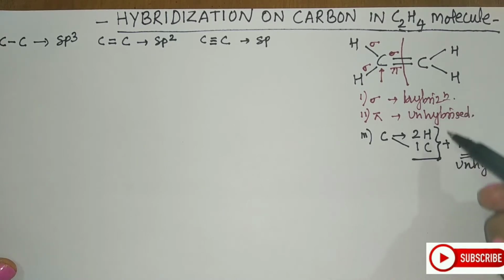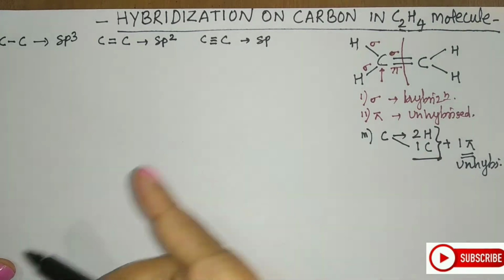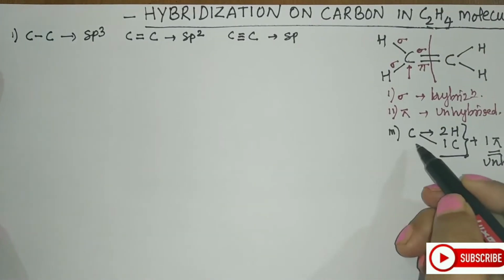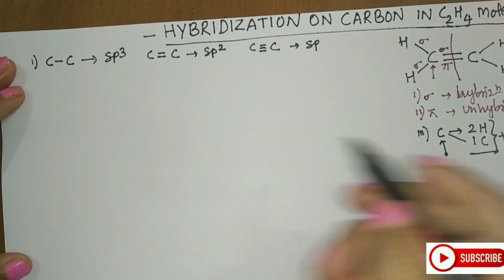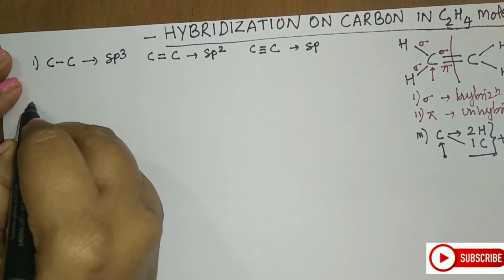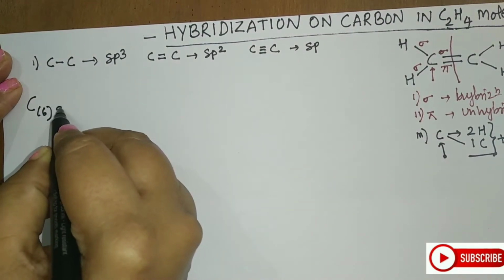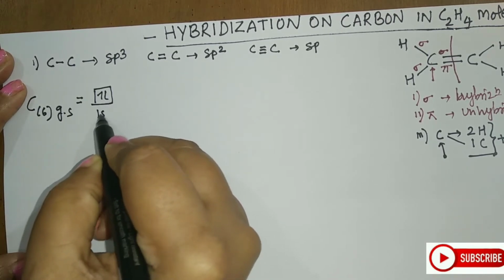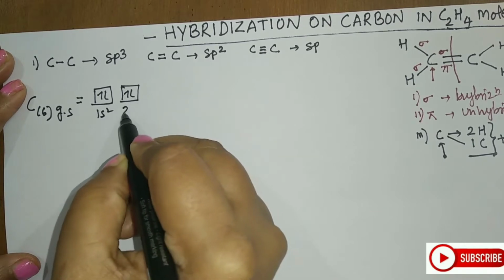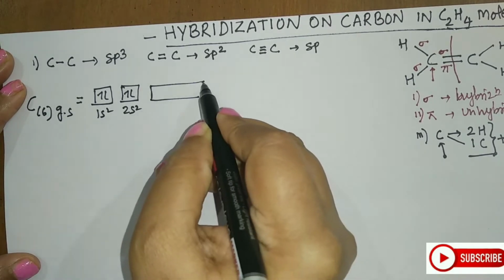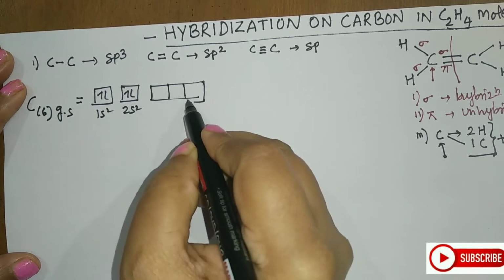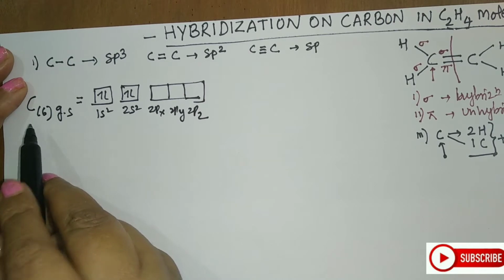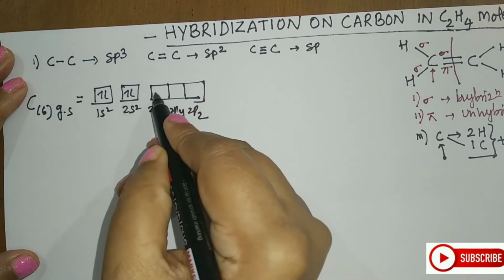I hope you have understood those basics, and on those basics let us go for the hybridization on carbon in C2H4 molecule. So here you know that carbon is the central atom. Please take the carbon in the ground state. Carbon has atomic number 6, so in its ground state the electronic configuration will be 1s2, 2s2, and I will draw the 2p orbitals here as 2px, 2py and 2pz. There are 6 electrons, so it will be 1, 2, 3, 4, 5 and 6.